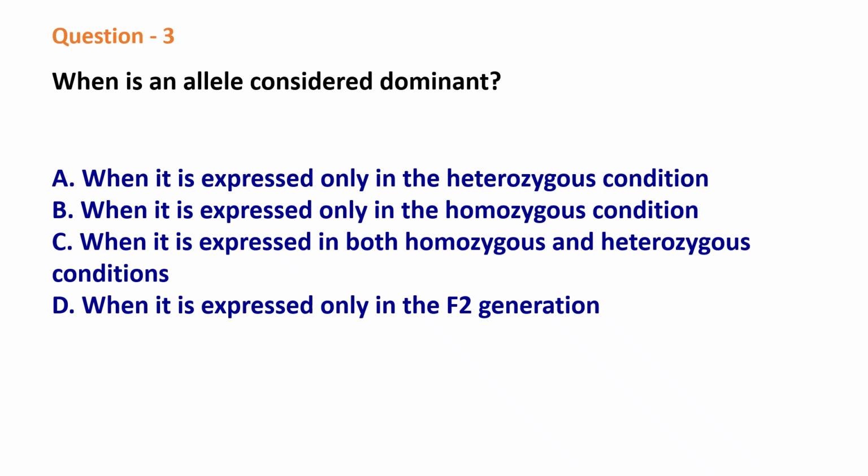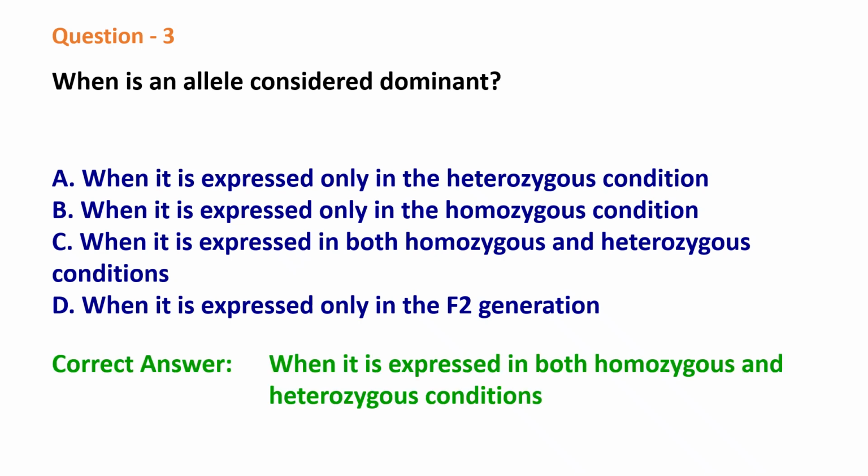Question 3. When is an allele considered dominant? Options: when it is expressed only in the heterozygous condition, when it is expressed only in the homozygous condition, when it is expressed in both homozygous and heterozygous conditions, when it is expressed only in the F2 generation. The correct answer is when it is expressed both in homozygous and heterozygous conditions.